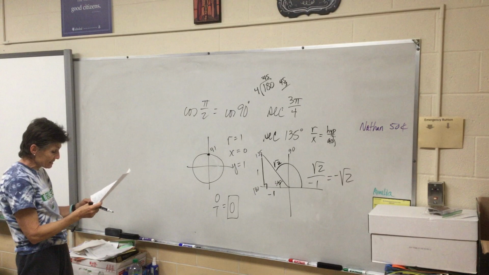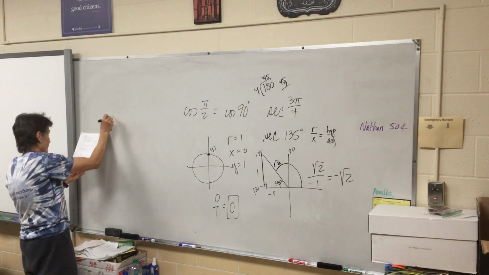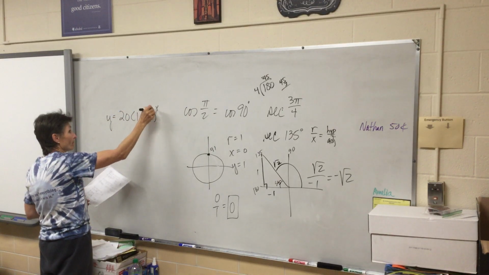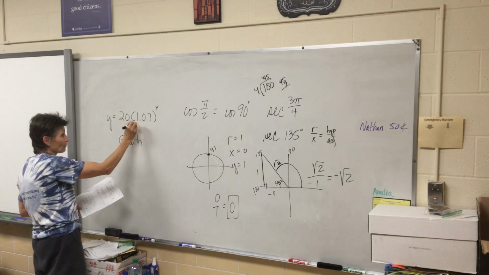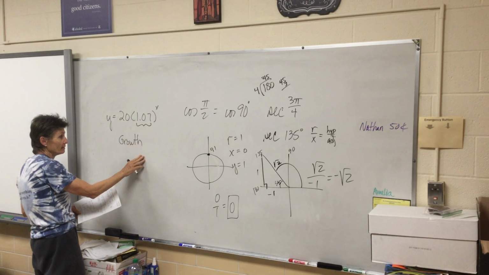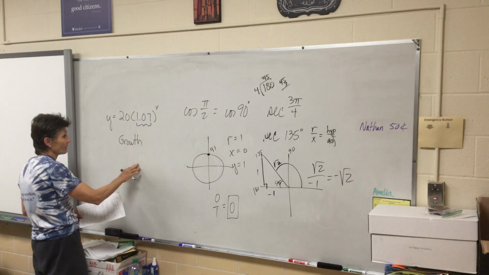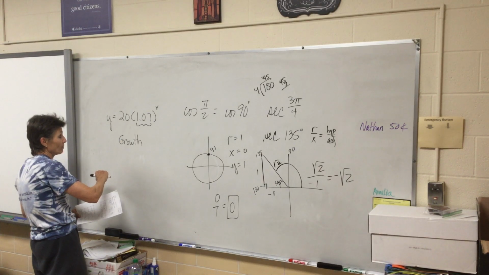Number 3. Now this is an easy one. Does this equation represent growth or decay? Growth. Because that number right there is bigger than 1. So it's just like with limits. If that number's bigger than 1, it just keeps growing. So this is a growth problem.